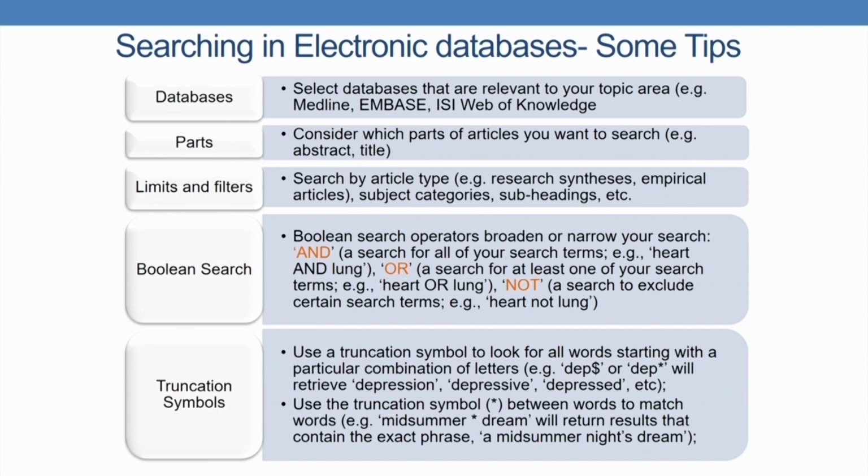We can also consider using a truncation symbol to look for all words starting with a particular combination of letters. For example, you can use dollar or star sign depending on the database. For example, DEP dollar or DEP star will retrieve search results such as depression, depressive, depressed, and all of these terms can be of importance for the study that we are undertaking as far as the initial stage of collecting a lot of research is concerned. The sensitivity of the topic that we have taken up.